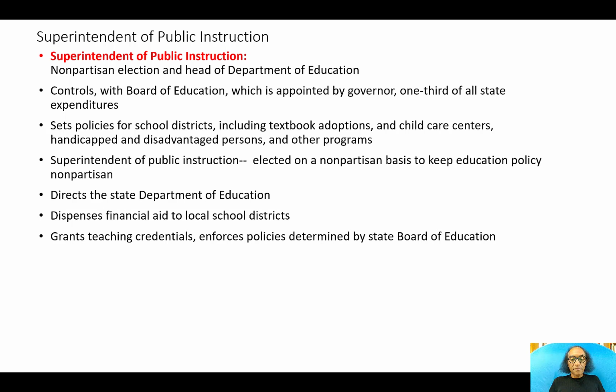It is an elected office on a nonpartisan basis. In other words, the person does not have to declare they are Republican or Democrat, and the idea, of course, is that education should not be politicized. And the superintendent directs the State Department of Education and dispenses financial aid to local school districts. And most importantly, also, it grants teaching credentials and enforces policies determined by the State Board of Education.